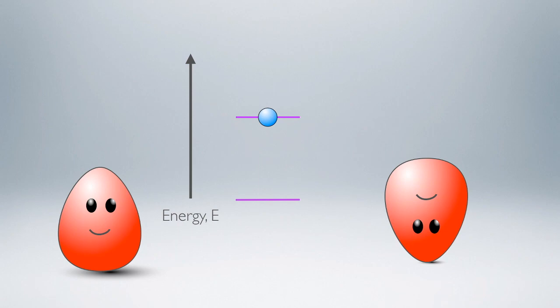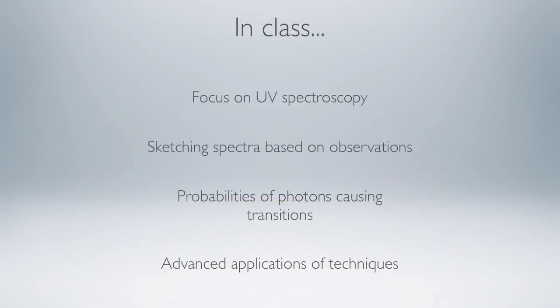In our class session, we're going to focus on UV spectroscopy. You're going to be sketching spectra based on the observations that we're going to give you, and we're going to discuss a little bit about probability of photons causing transitions. And finally, we're going to show you a little bit of the advanced applications of the techniques.